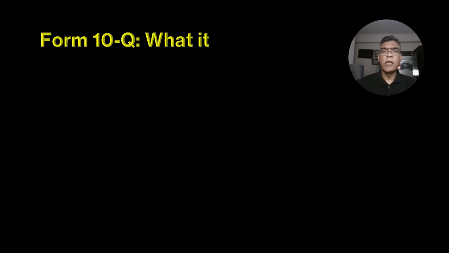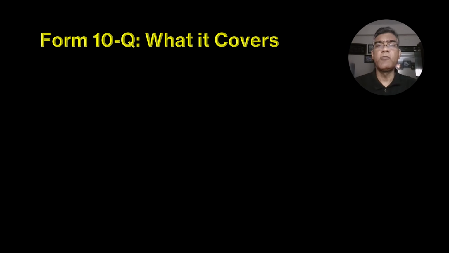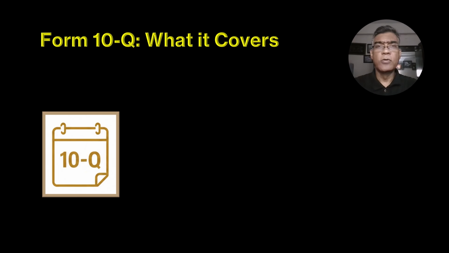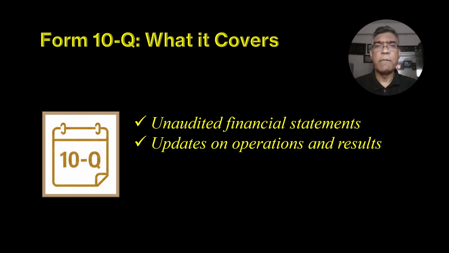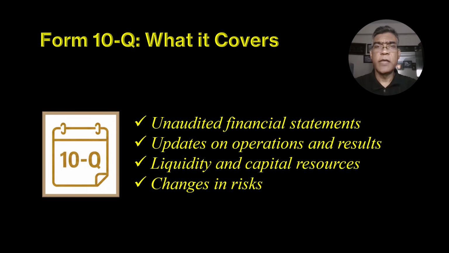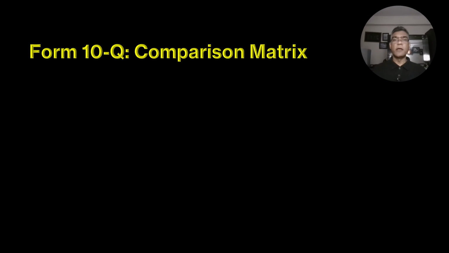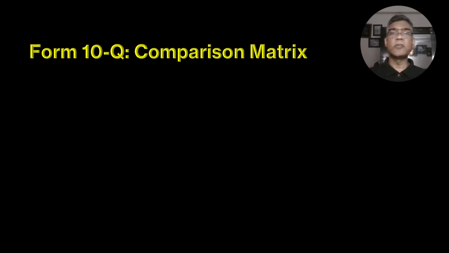Form 10Q is a quarterly update that keeps investors informed between annual reports. It includes unaudited financial statements, updates on operations and results, and details about liquidity and capital resources. It also highlights changes in risks and obligations, giving a snapshot of how the company is performing and adapting throughout the year. Let's decode the rhythm of quarterly reporting. The Form 10Q, unlike the annual 10K, focuses on interim performance, giving investors a pulse check between year ends.